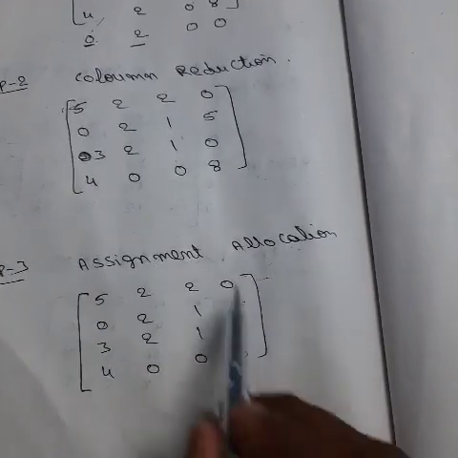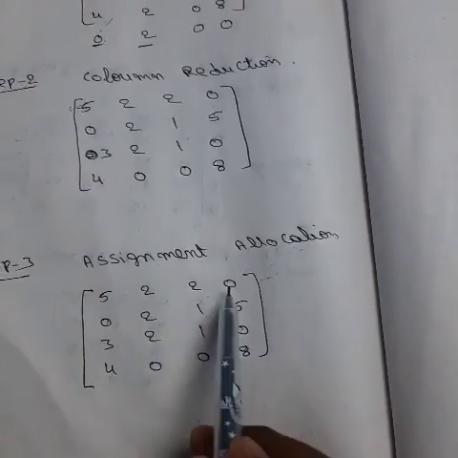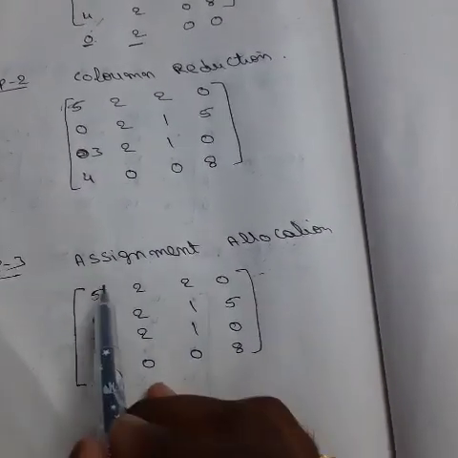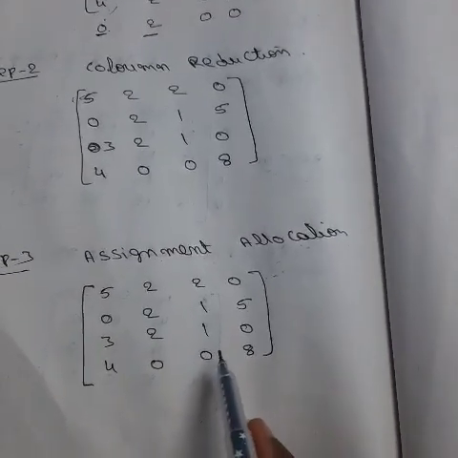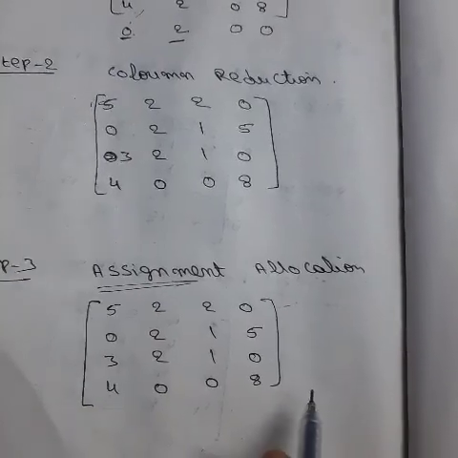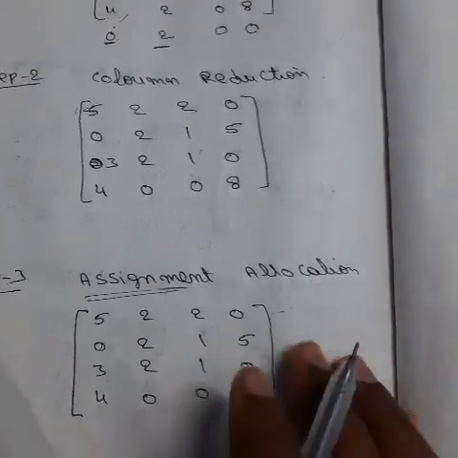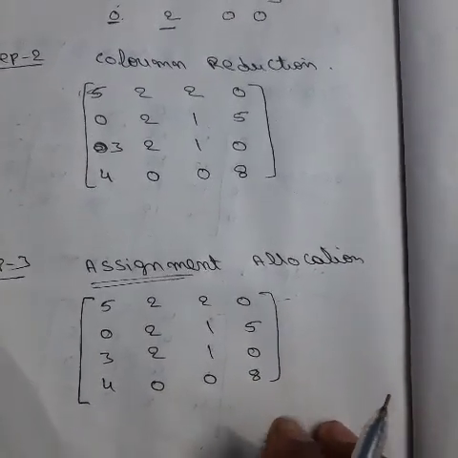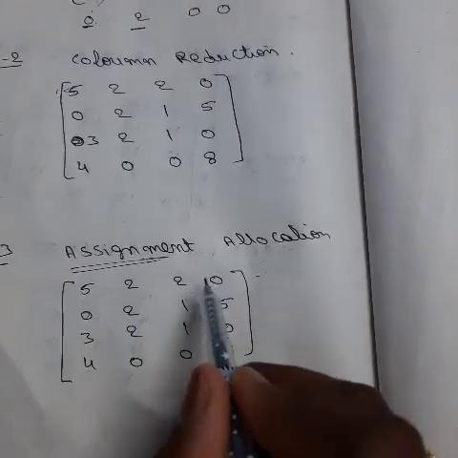If you go through this matrix, you will find a 0 in each and every row as well as in each and every column. Now you have to allocate assignments. How do we allocate assignments? First of all, check for a row which has a single 0. In the first row we have only a single 0.